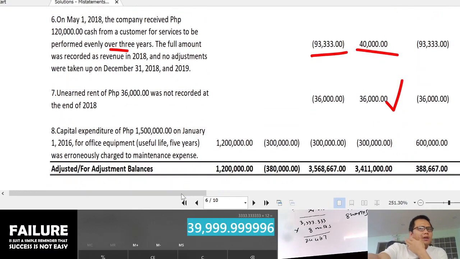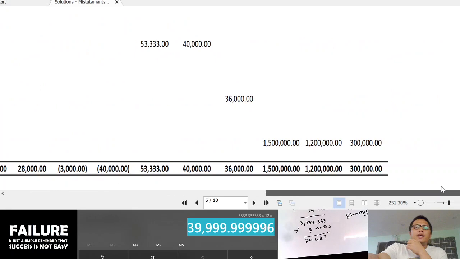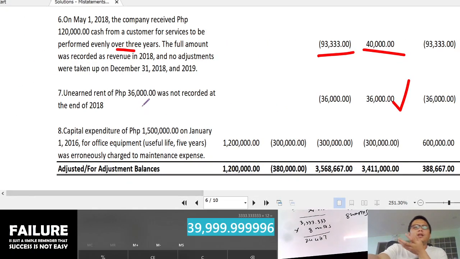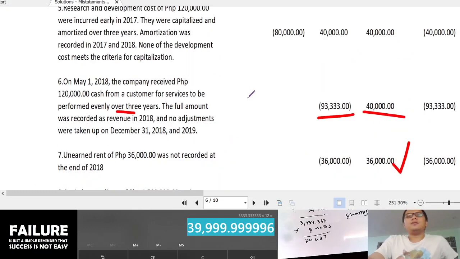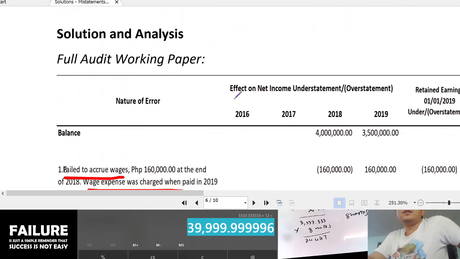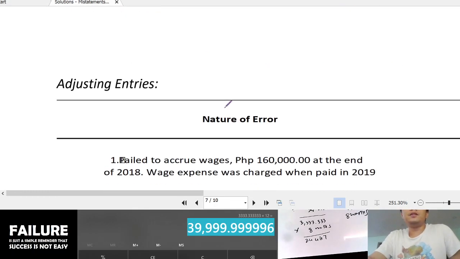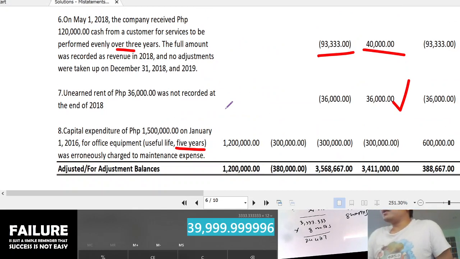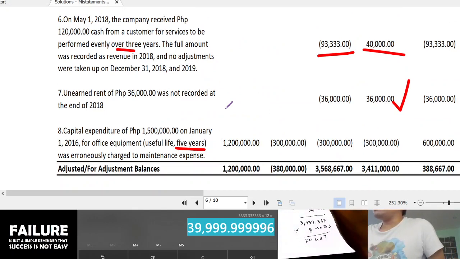Okay? So, next, capital expenditure of 1,500,000 on January 1, 2016 for an office equipment, which has a useful life of 5 years. Now, remember the error ha? January 1, 2016 pa ito nangyari. Erroneously charged as maintenance expense. So, the point is, in 2016 tayo muna. Backtrack tayo para ma-understand natin yung error. Okay?